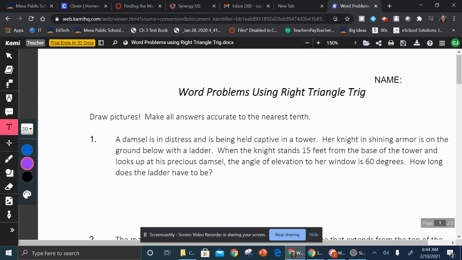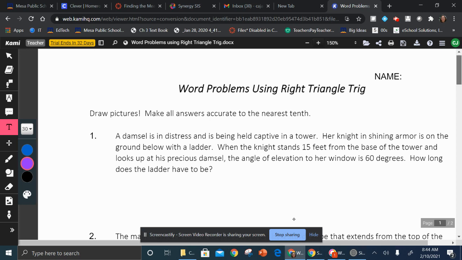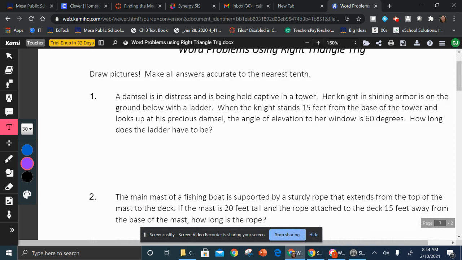Okay, so we're going to solve word problems using right triangle trig. So draw pictures and make sure the answers are accurate to the nearest tenth.